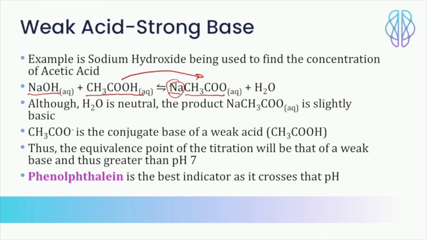Thus, the endpoint of a titration between a weak acid and a strong base will be greater than 7, as it's slightly basic. If we use methyl orange or bromothymol blue, as in the previous examples, it will be completely useless. We need an indicator that has a color change that occurs slightly above a pH of 7. The indicator of choice, thus, between a titration of a weak acid and a strong base is phenolphthalein. This is what you'll use commonly, and it creates a really nice pink color.